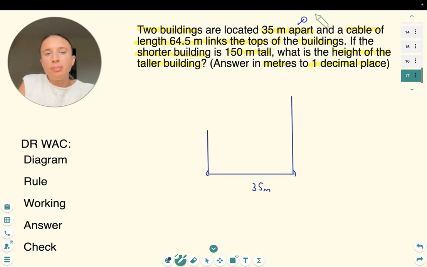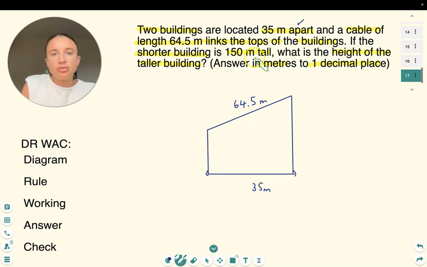So we've used that bit of information. Okay, and a cable of length 64.5 meters links the tops of the building. The tops are linked by this. If the shorter building, this is the shorter building, is 150 meters tall, what is the height of the taller building? Height of the taller building, we don't know it.